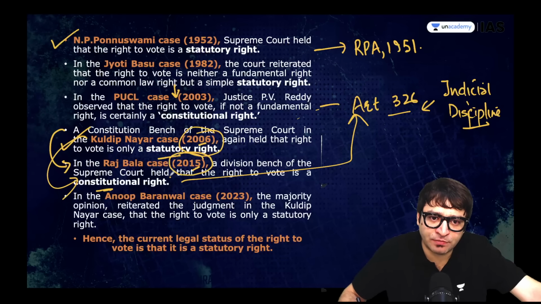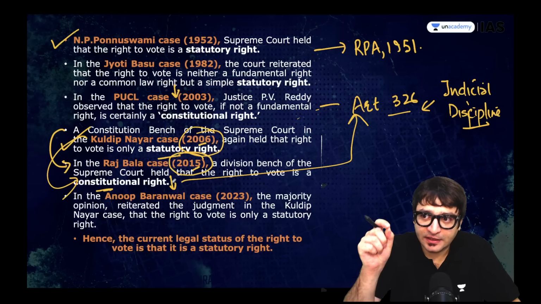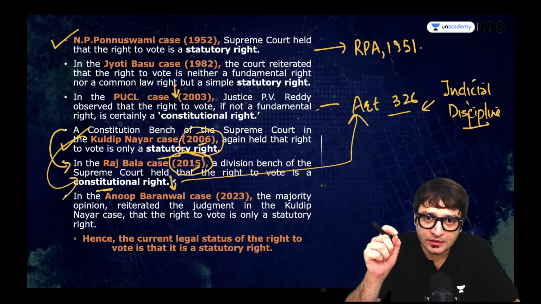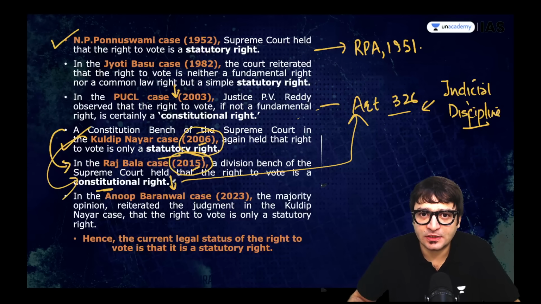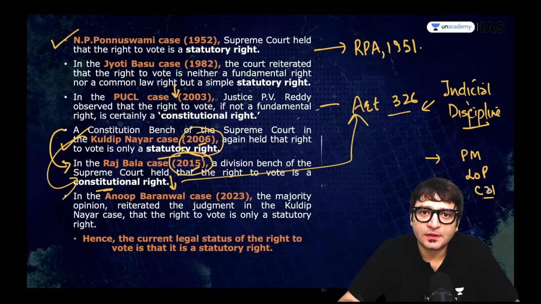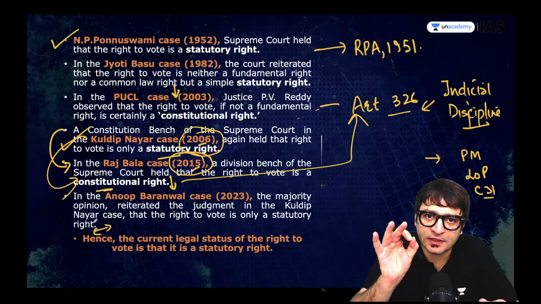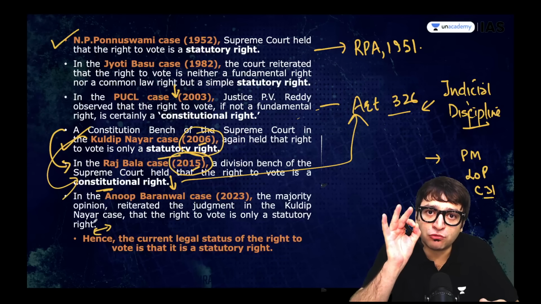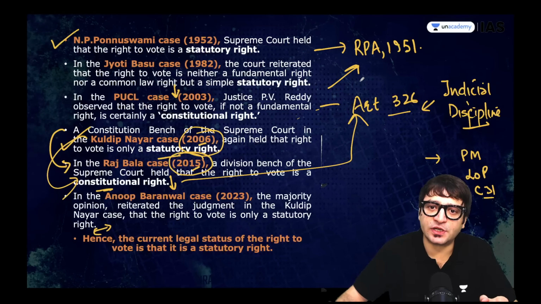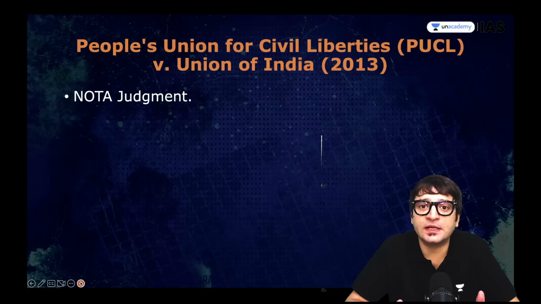And in fact, in Anoop Baranwal case 2023, where Supreme Court said from now onwards, if you have to appoint the Chief Election Commissioner, if you have to appoint the election commissioners, for that the President will have to consult a body which will comprise the Prime Minister, Leader of the Opposition in Lok Sabha, and the Chief Justice of India. In this judgment also, Supreme Court said right to vote is a statutory right, which means it is provided by the law. Which is that law? Representation of the People Act 1951, which means the current status is that right to vote is a statutory right.